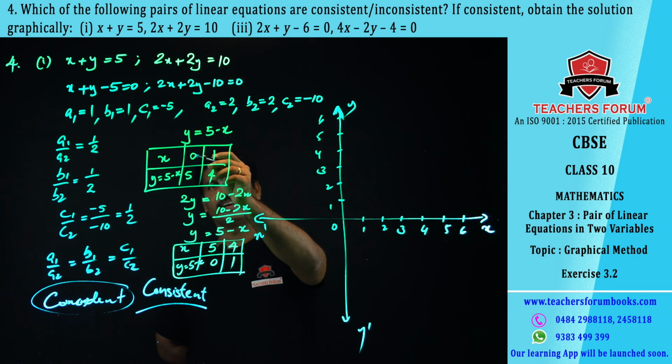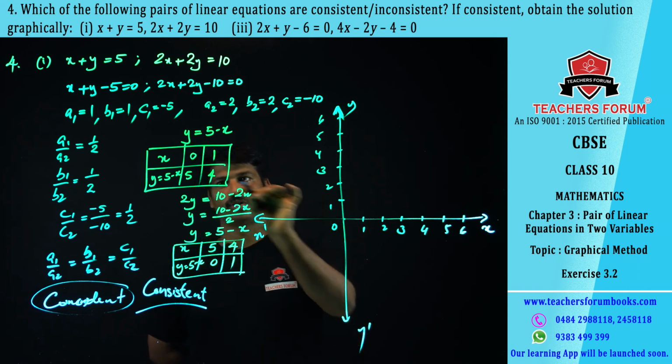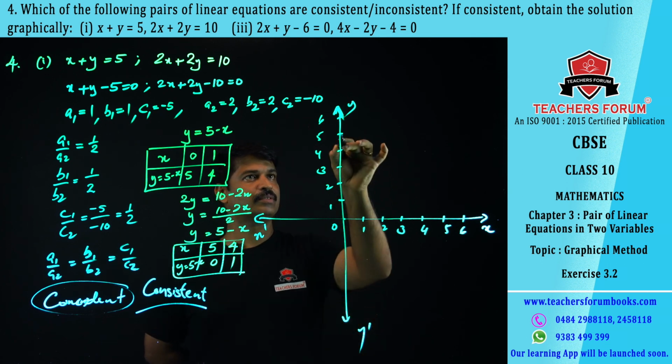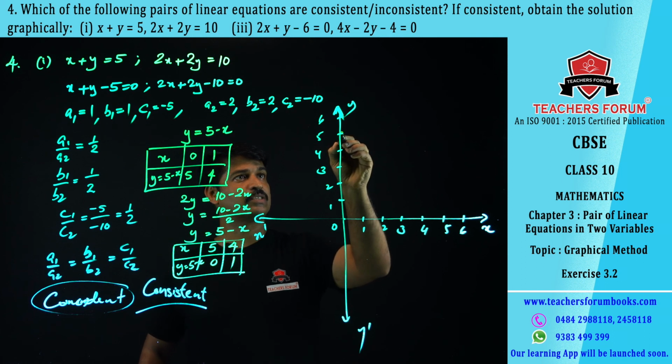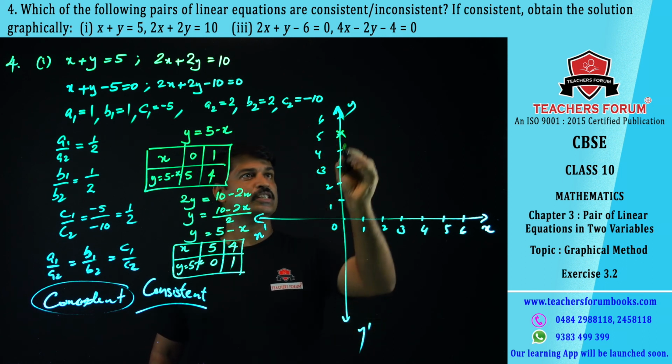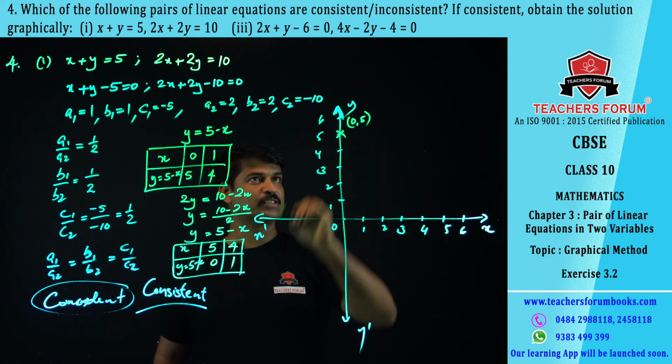Okay, now the first coordinate 0, 5. So x will be 0, y will be 5. This will be the point. Okay, x is 0, y is 5. So this will be the point. This point will be 0, 5.